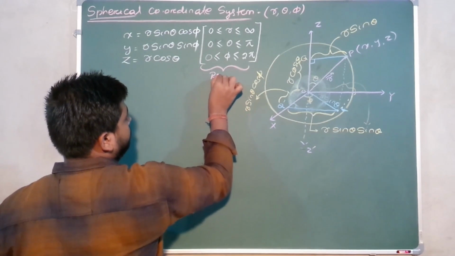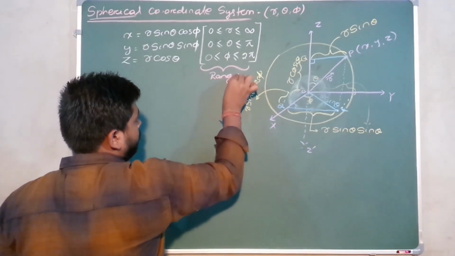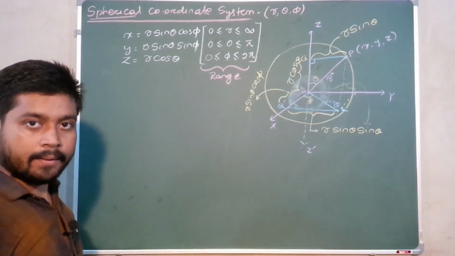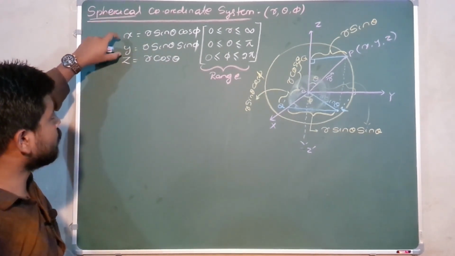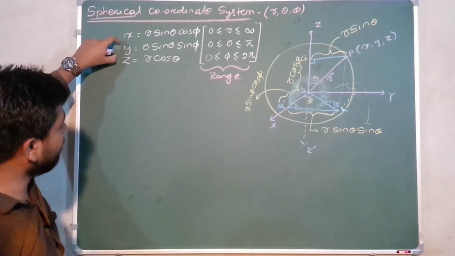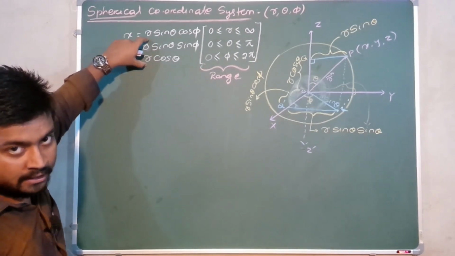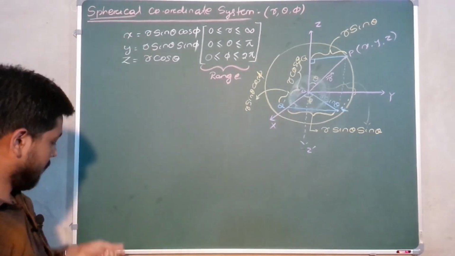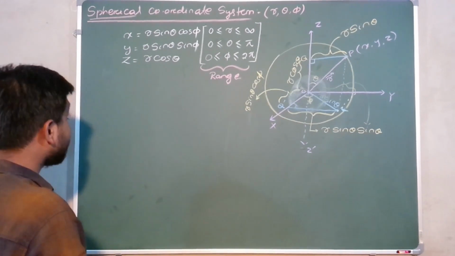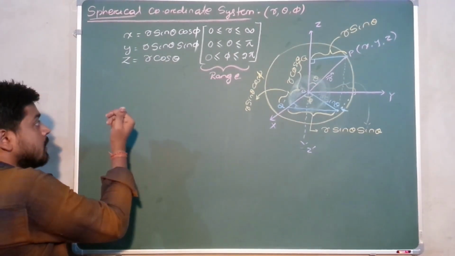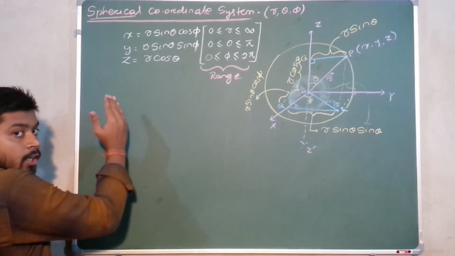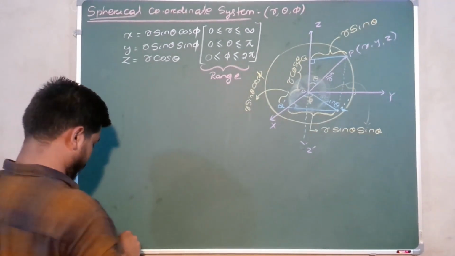Range. Yes or no? Okay. Just here. Here we write x, y, z, that is the Cartesian coordinate system, in terms of the spherical polar coordinate system. Yes or no? Then just write the spherical polar coordinate system in terms of the Cartesian coordinate system. That is, we have to write r, theta, phi in terms of x, y and z. Just here.